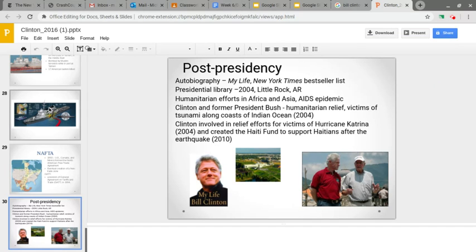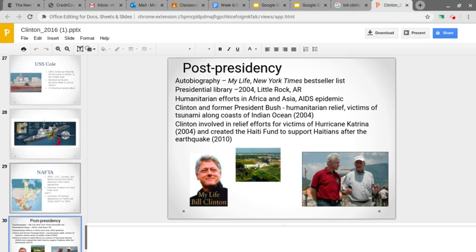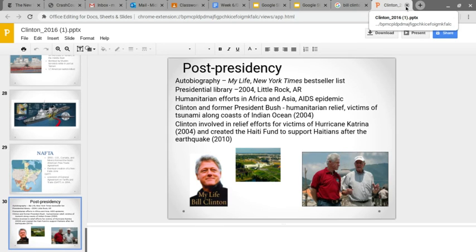Post presidency, he's stayed in the public eye, although his wife has probably been more visible. Well, definitely been more visible, having just unsuccessfully run for president in 2016.